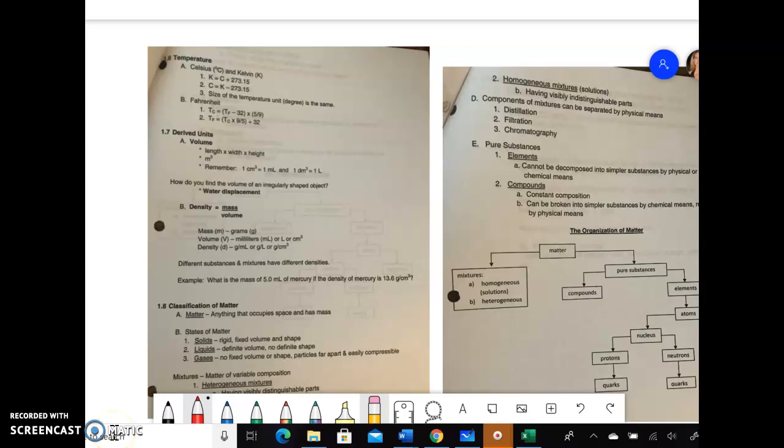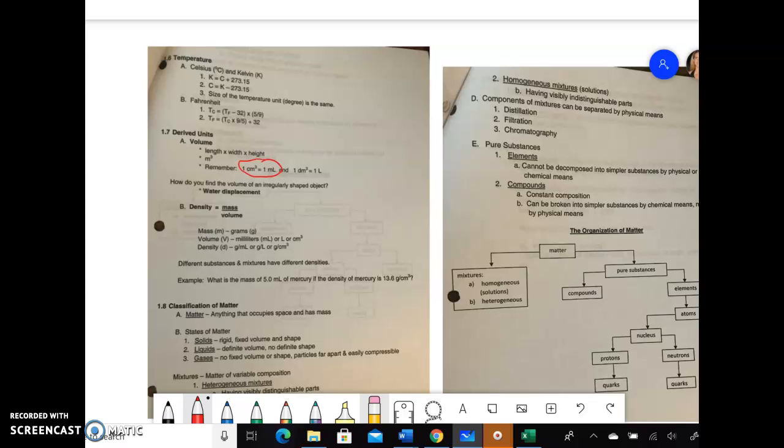Our first topic for today is derived units, and this just means that you have multiple parts to the unit. So for example, if you're driving a car, you would talk about your speed in units of miles per hour, and that's 2 parts. In this example for volume, length times width times height is 3 parts, so you get meters cubed.